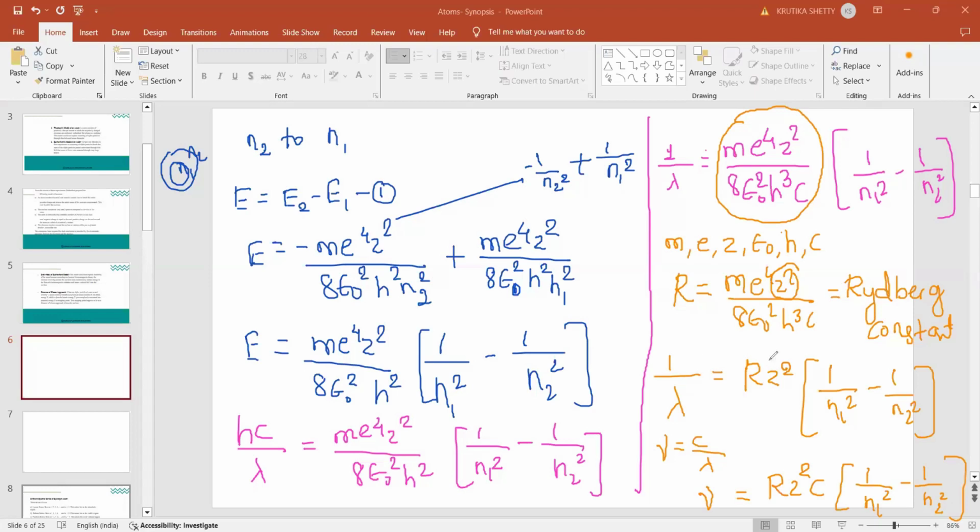So this is the final expression. So suppose if you are taking for the hydrogen atom, Z is equal to 1. Usually we are doing the derivation for the hydrogen atom itself. So we can cancel Z here.